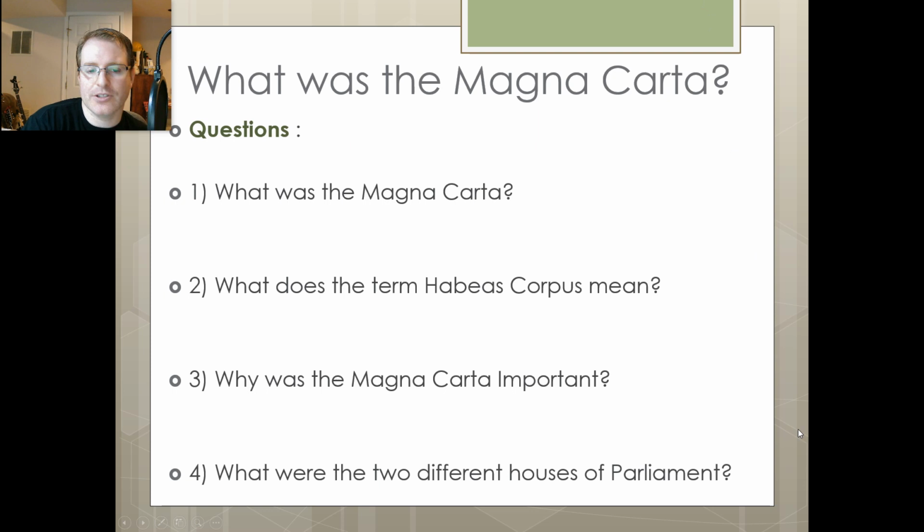So we have 4 questions to make sure that you get this. And honestly, 4 I don't actually care about. I should delete that because we're not really doing too much English history here. We're looking at the important parts and how they reflect on us. So, what was the Magna Carta? What does habeas corpus mean? Why was the Magna Carta important?